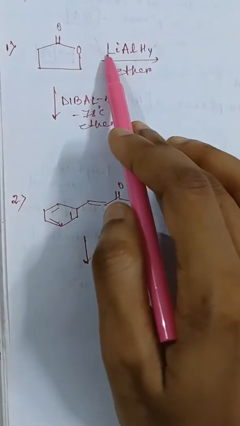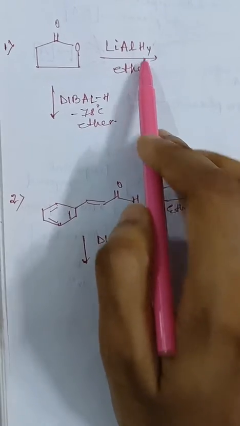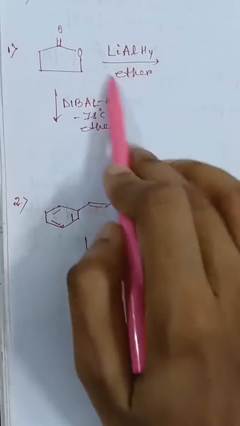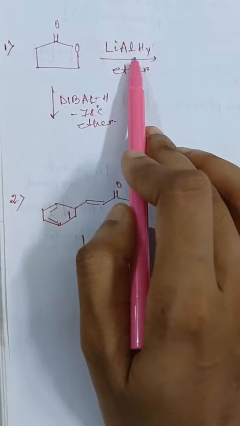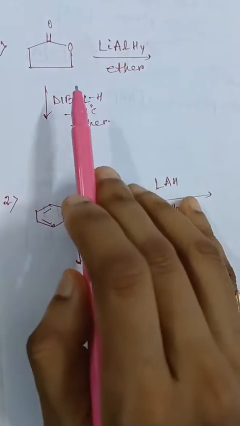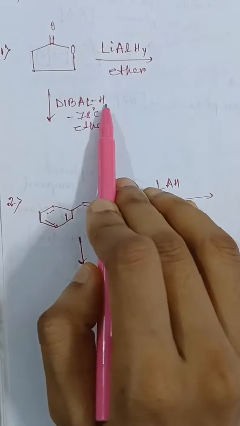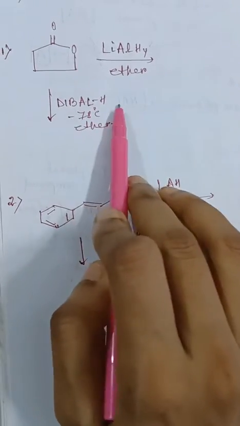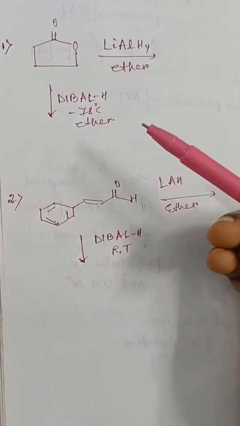One reagent is lithium aluminum hydride in ether, and it is a nucleophilic reagent. It supplies hydride, H minus, and this is DIBAL-H, that is diisobutyl aluminum hydride. So I'll make a separate video on this reagent later.